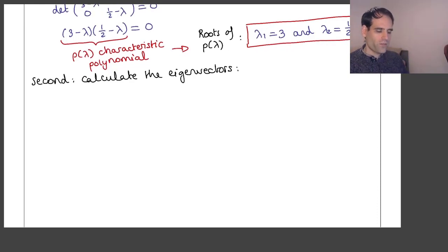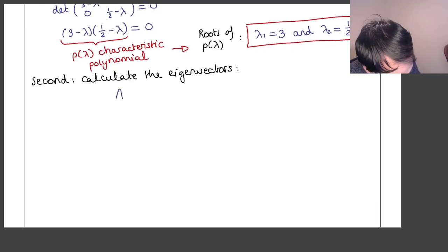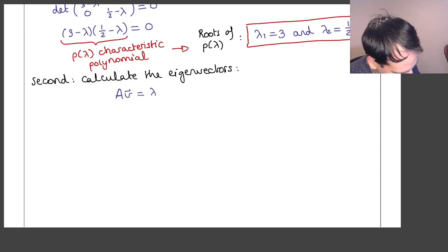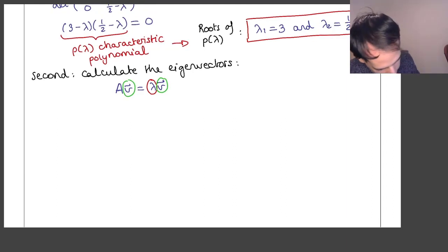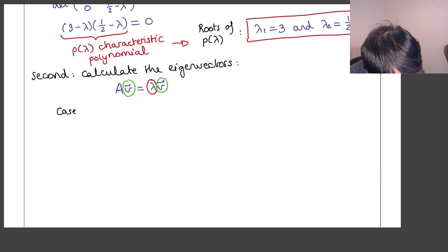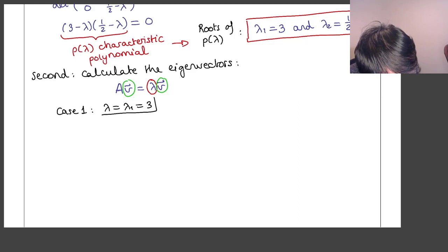So what we have to calculate is, so A times vector V equals lambda times vector V. That is the definition of the eigenvalues and eigenvectors, right? So we now know what values lambda can have. Lambda can either be 3 or it can be 1/2. And for each of those two values, there will be associated eigenvectors. Therefore, you first start with one eigenvalue. So you say case 1, when lambda equals lambda 1, which is equal to 3.